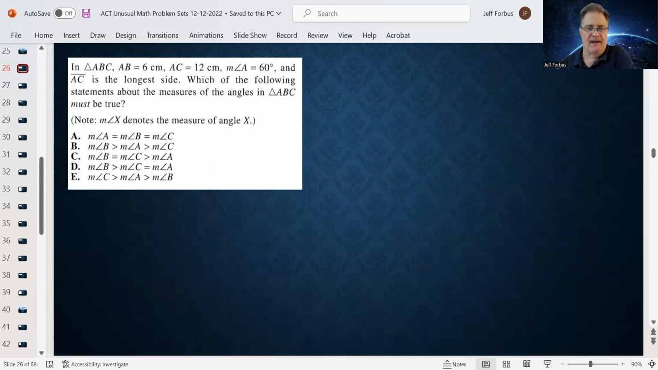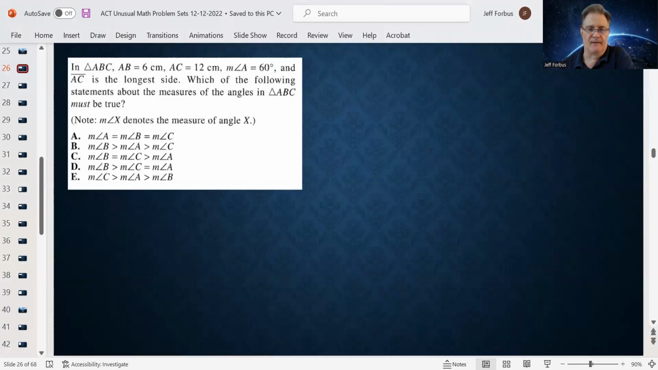They tell us we have a triangle. They tell us that AB is 6, AC is 12, angle A is 60, and AC is the longest side. They want to know which of the following statements about the measures of the angles in triangle ABC must be true. Okay, so let's start.